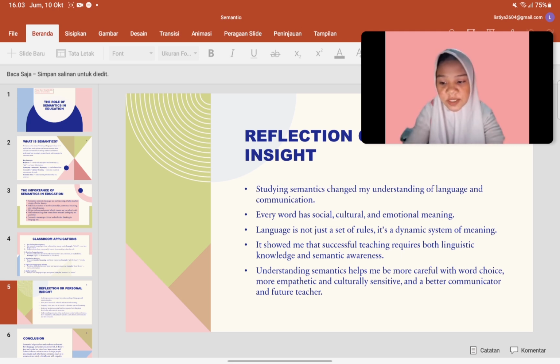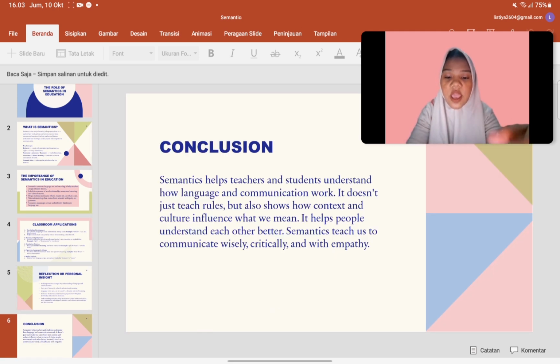In conclusion, semantics helps both teachers and students understand how language and communication truly work. It doesn't just teach us rules, it shows us how context and culture influence what we mean. Through semantics, we learn to communicate more wisely, critically, and empathetically. And that's all for my presentation.